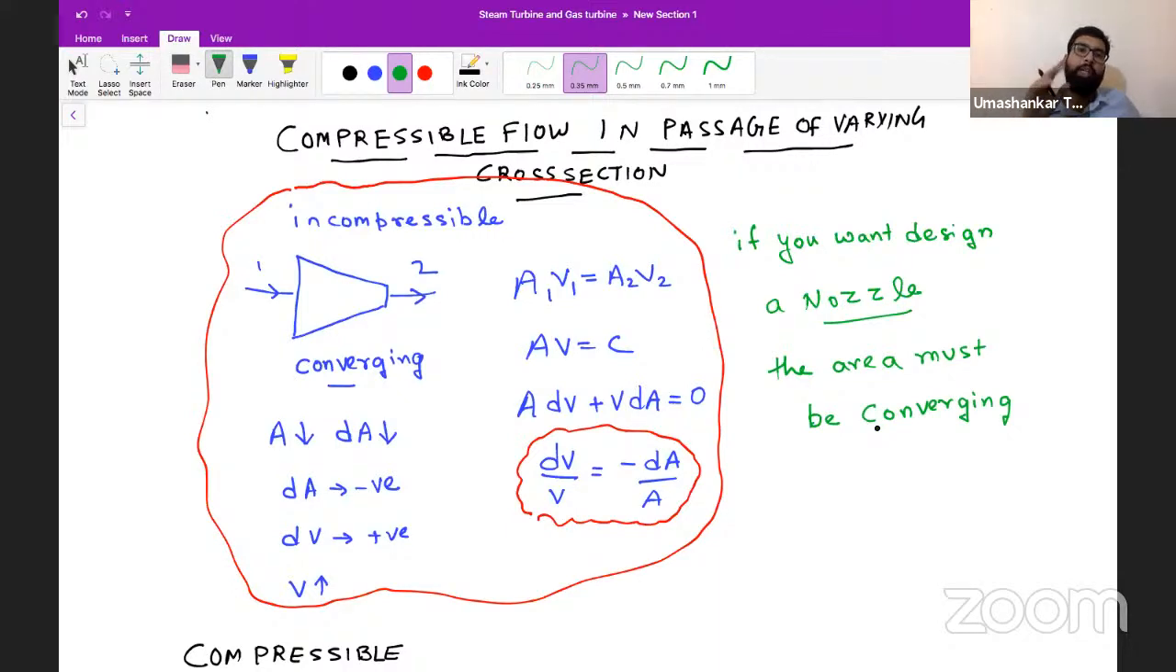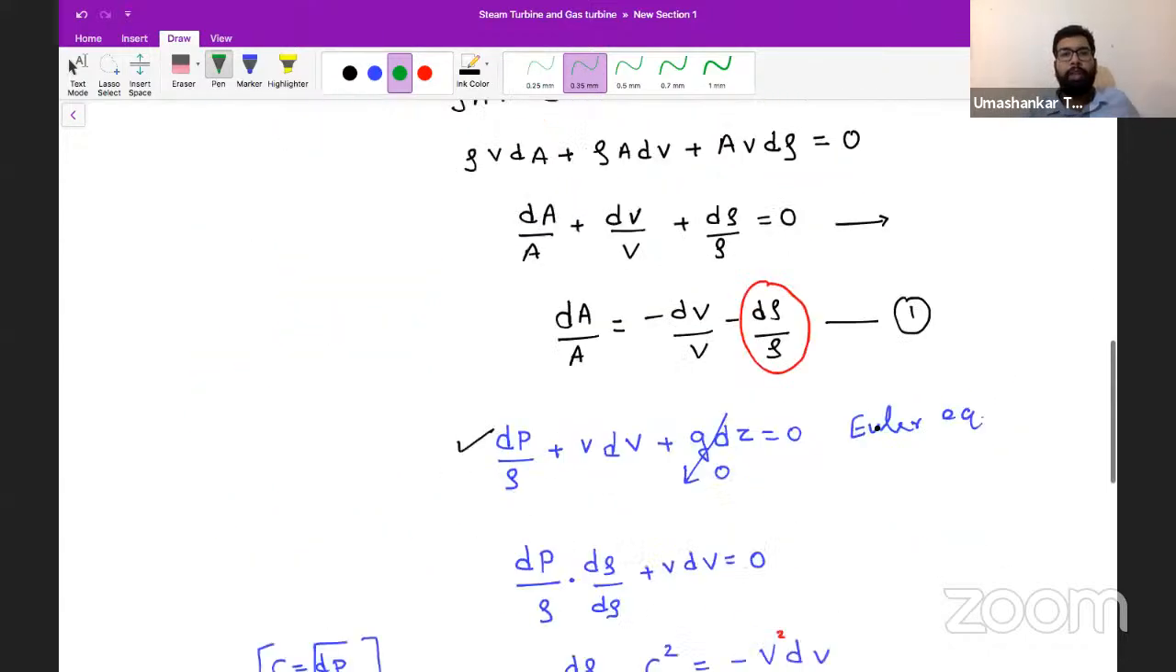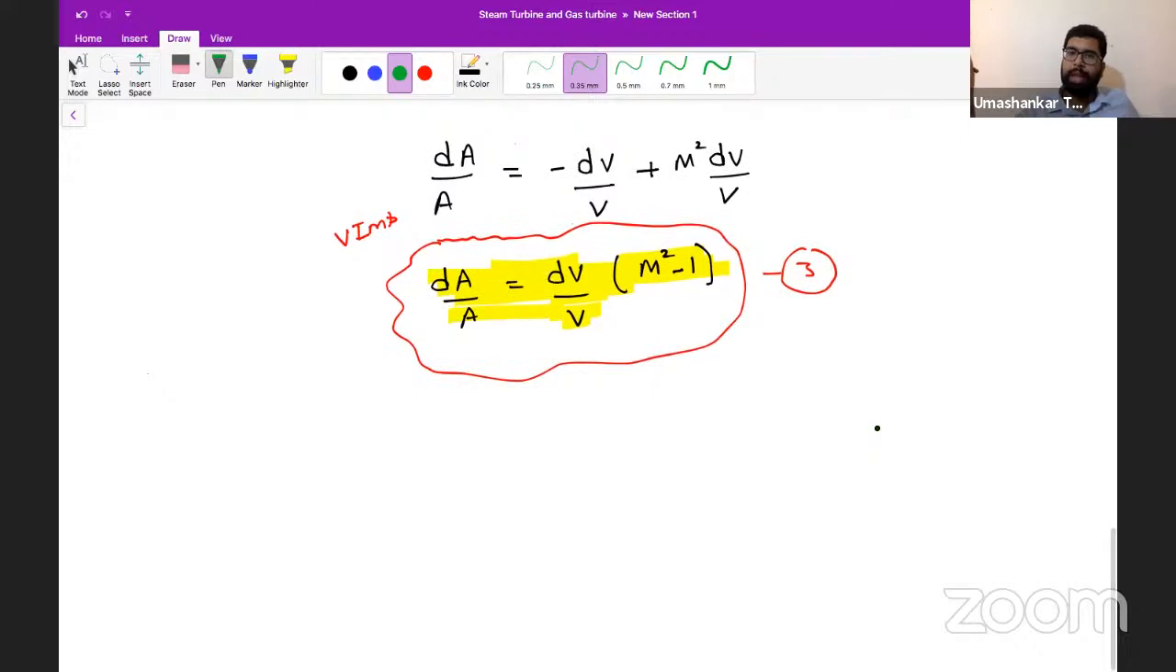So the design of nozzle is completed for incompressible flow. That we already knew. Yes or no? Okay. So if you want to design a nozzle for incompressible flow, our design is over.